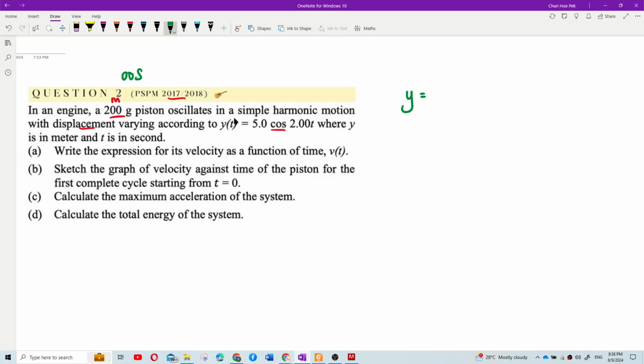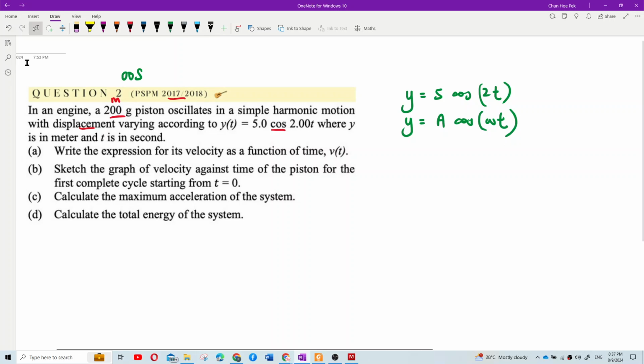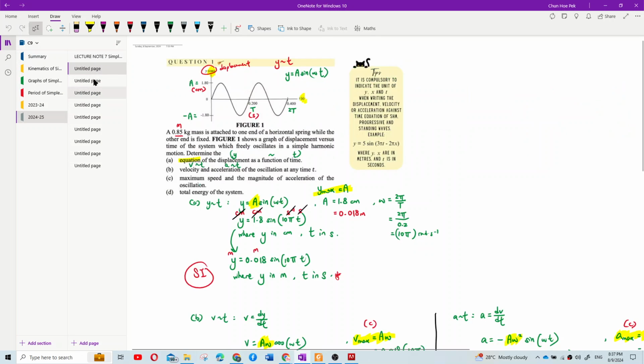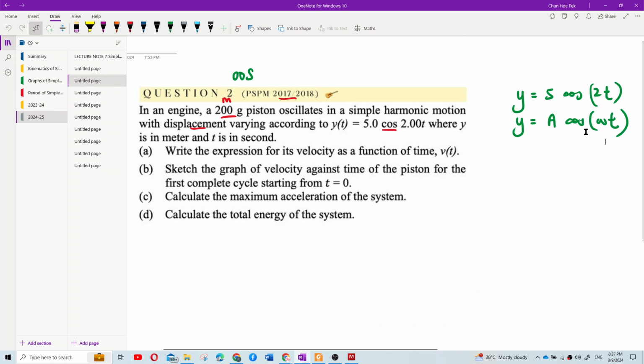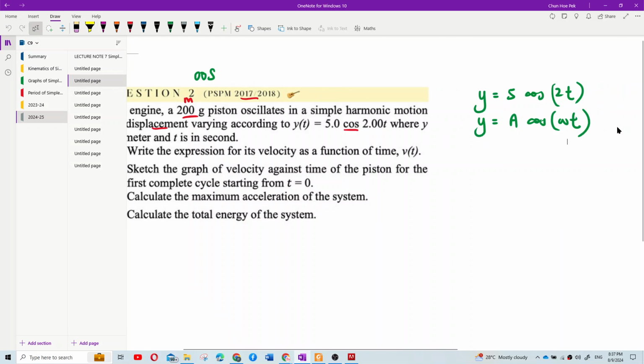Displacement equation is 5 cos 2t. This is the formula given. So the general formula for this is a cos omega t. Our usual formula uses A sin omega t, but this formula is a bit different. You use A cos omega t. Okay? So how to do it?